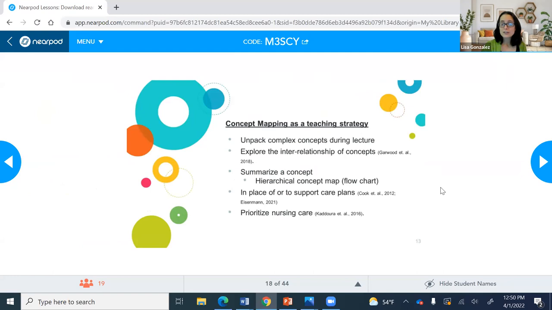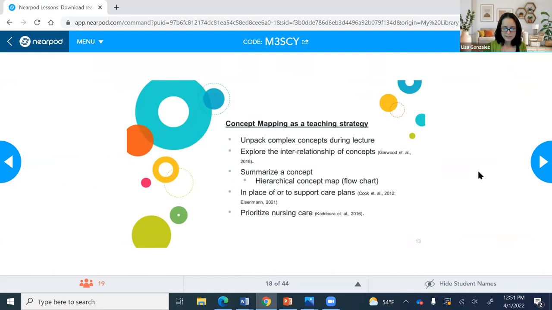Okay, so another strategy that you can use for concept mapping is in place of or to support care plans. So in place of or to support care planning. I'm actually going to show you guys an example of that in just a little bit. And then another thing is it helps them prioritize nursing care.